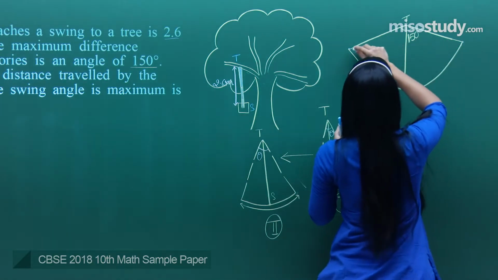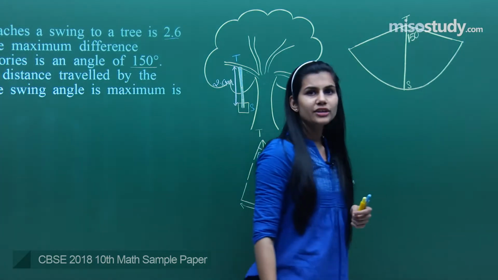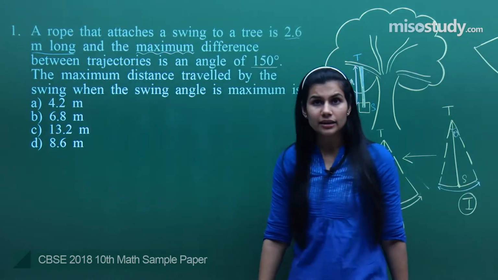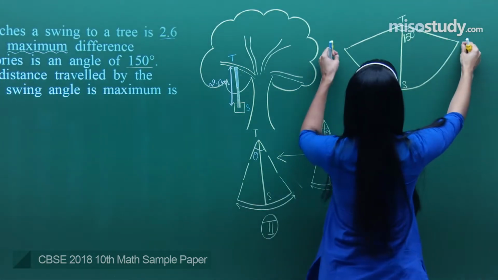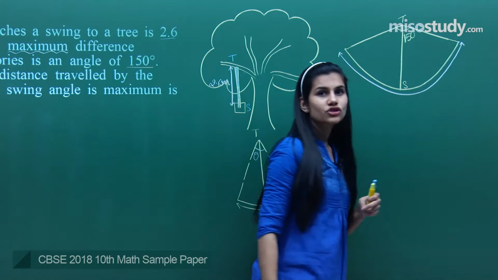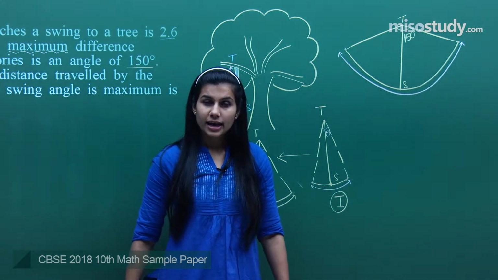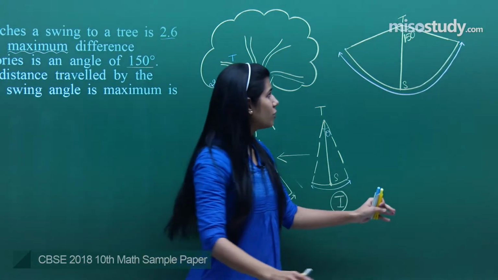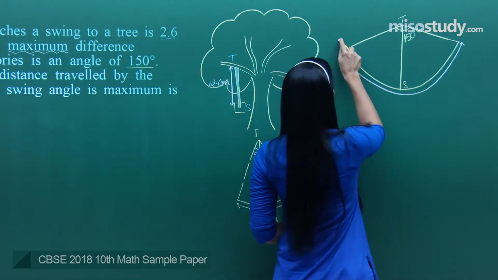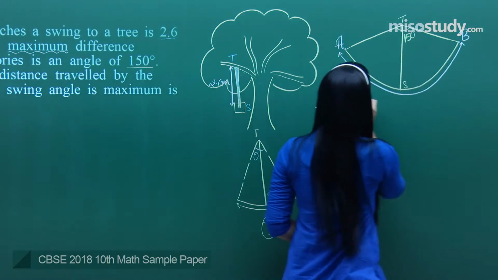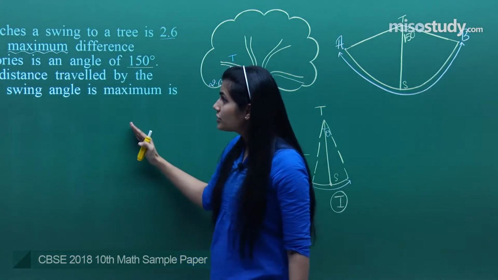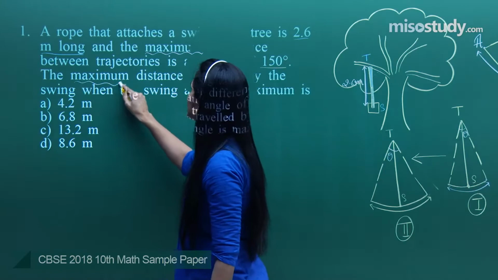Because if it had moved beyond this, the angle covered by the trajectories would have been more than 150. But the question says that 150 is the maximum angle. That means if 150 is the maximum angle, this distance is the maximum distance which can be covered by this swing. Okay? And after we have observed this, if 150 is the maximum angle, then say this is point A and this is point B; the distance from point A to point B is the maximum distance covered by the swing. The question is, find for me this maximum distance.